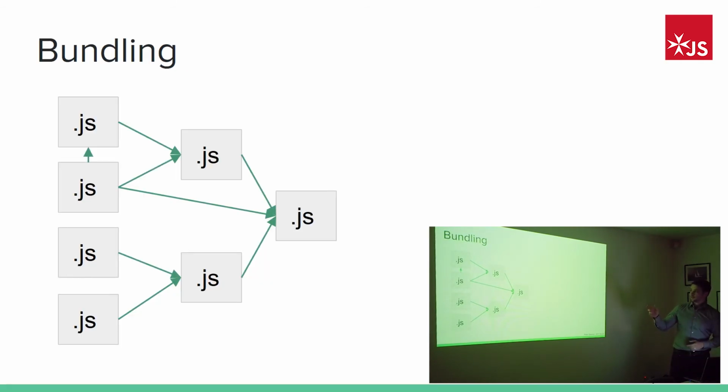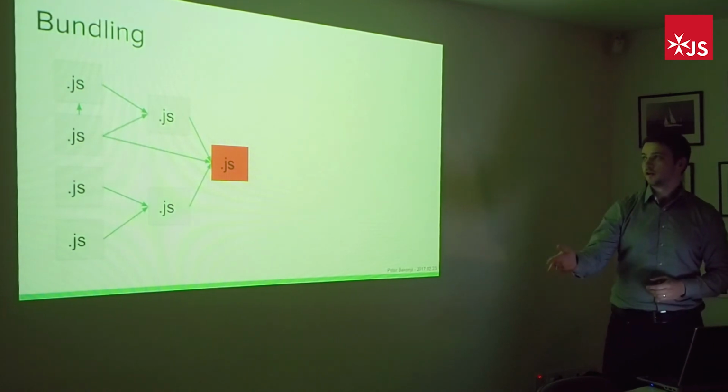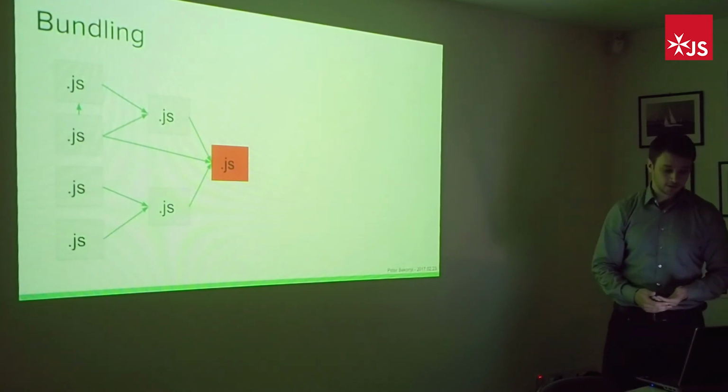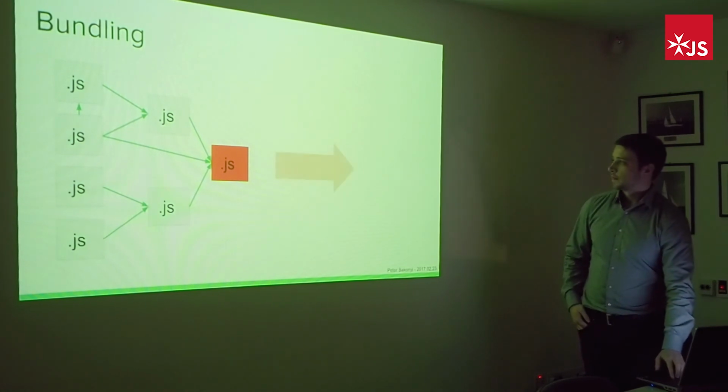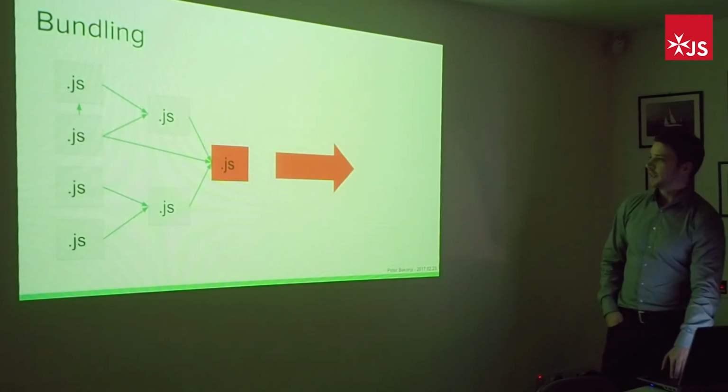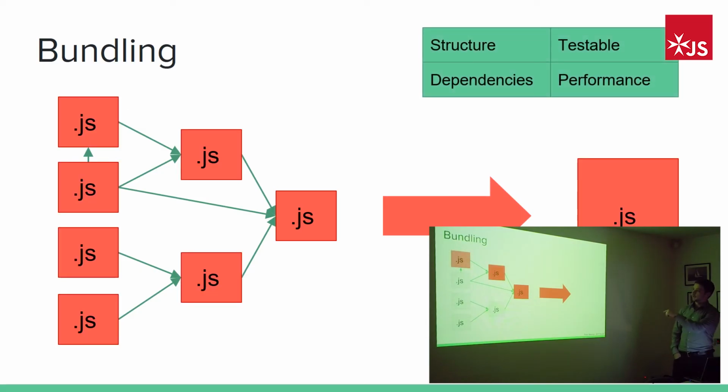Let's say we have an entry file, a JavaScript file, this one, and it has some dependencies on the file system. What bundling does, it will get that entry file, and first it will load all the dependencies of that entry file, and then as a second step, it will generate one big JavaScript file that is an executable self-contained file. And if we do it like that, we have structure.